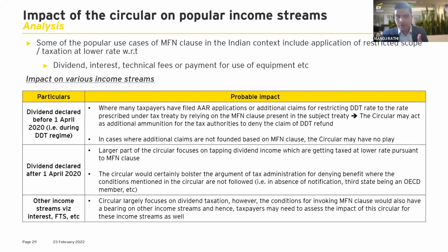And then the last point on other income streams is primarily because the circular superimposes this requirement for an incremental notification to have been issued by the Indian government before the MFN clause can be said to be operational. And that is what really puts a cloud on everything that an MFN can influence. That is why what we are saying is that beyond dividend, it is something that can also impact interest, fees for technical services, royalties, and so on, and business profits, like we discussed in the earlier example. So that's the broad remit of the circular.